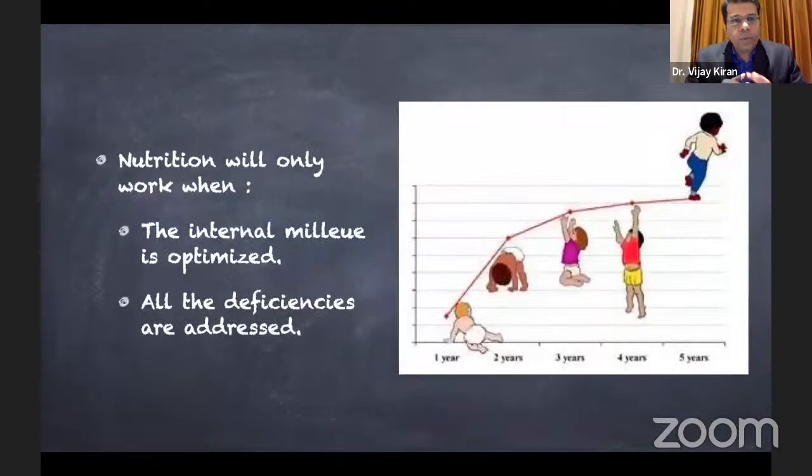So nutrition will only work when the internal milieu is optimized. If the internal milieu is not optimized, that is, the urea and creatinine are high, or there is acidemia or acidosis, and there is anemia, you just can't start growth hormone. First, you have to address all the deficiencies, and only then think about higher and sophisticated treatments. For example, when do we start growth hormone?